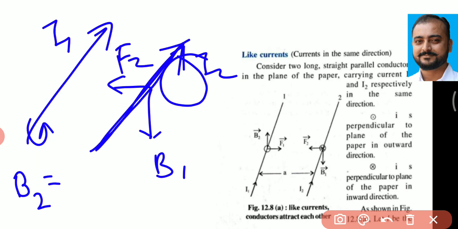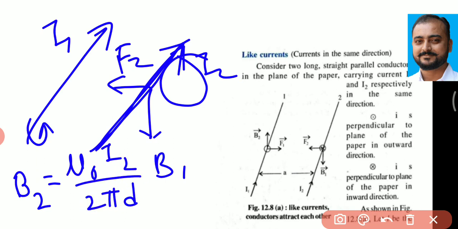Okay, so what is the value? Similar to the previous formula, it is μ0 I2 divided by 2π into D, where D is the distance between these two parallel conductors. Now, in this case, this is your magnitude.